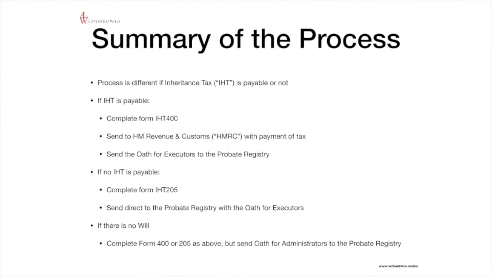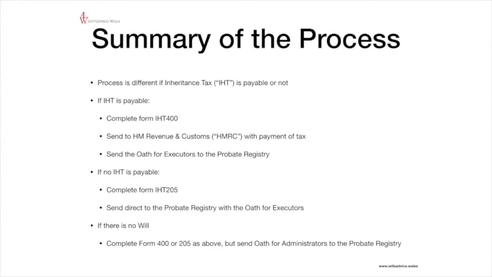And finally, where there is no will, I'll deal with terminology in a few minutes, but if there's no will, that's called intestacy. You still have to complete your form 400 or 205. I often get a comment from people saying, well, if there's no will, I don't need to get probate, which is completely misunderstanding what's going on. You always need probate, except in a very limited number of circumstances. So they talk about the two things which are unavoidable in life being death and taxes. I would definitely add probate to that list. So whether you've got a will or not, you will need probate.